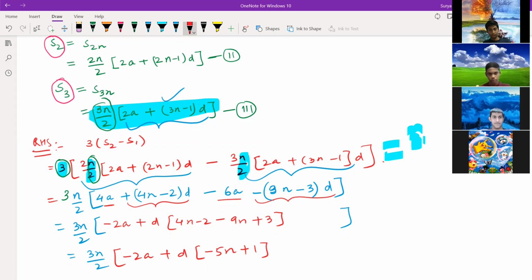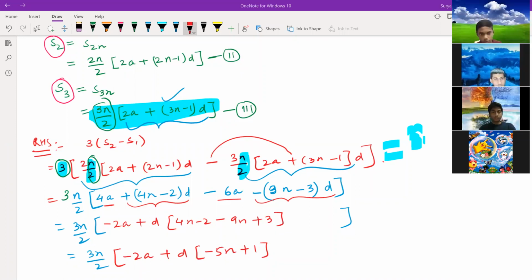Something is coming as a mistake over here. This will come minus 3 3s are 9n. Where are we making a mistake over here? It's a sign mistake, sir. Just let me check. Plus 4nd minus 2d minus 2a.